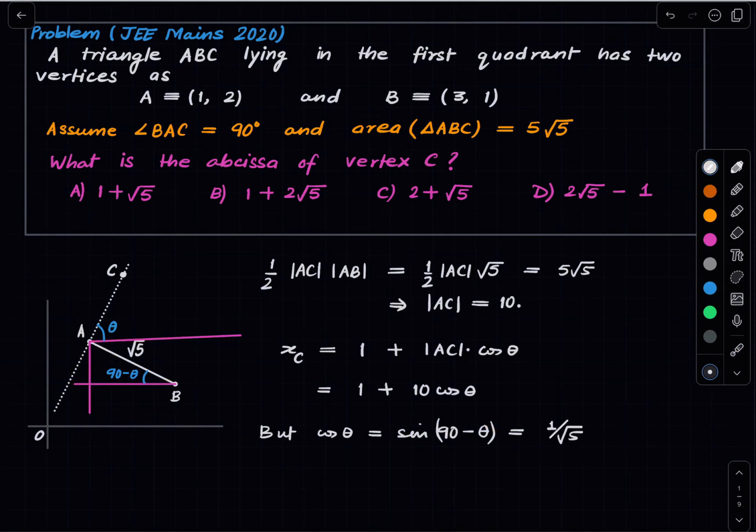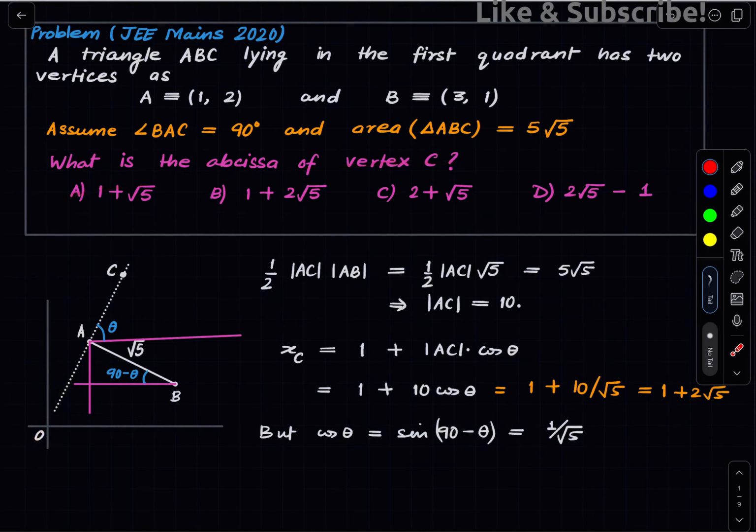Okay, and now if we just use these two things, we get 1 plus 10 cos theta, which is nothing but 1 plus 10 by root 5, which is 1 plus 2 root 5. So 1 plus 2 root 5 is here. Option B is the answer. If you had gone the other way, I'm sure you'll get some negative abscissa, and therefore that will not show up in the options because the triangle lies in the first quadrant. Okay, so let's move on.